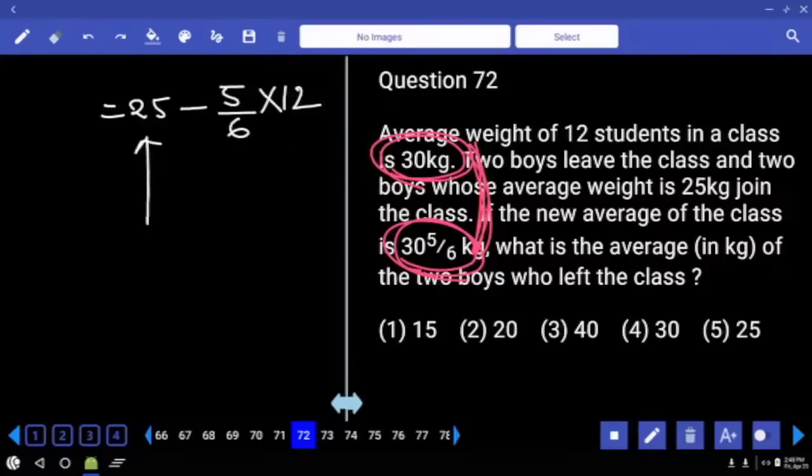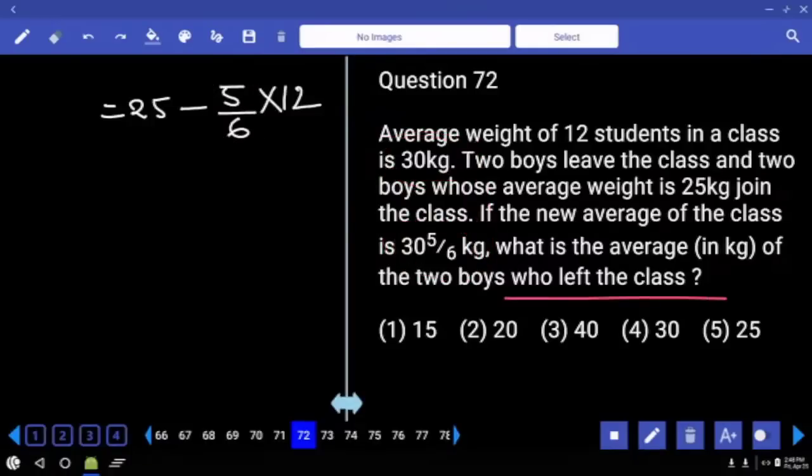What is 25? Average or number? Average. What is this? Average or number? Number. It's not an average, it's just a number. 5 by 6 is the change per person into 12. That is the total change in terms of a number, not an average. Correct? What are we trying to calculate? Average for how many people? 2 people. So this number should be converted to an average for 2 people by dividing by 2. 12 gets cancelled. 25 minus 5, 20, final answer.